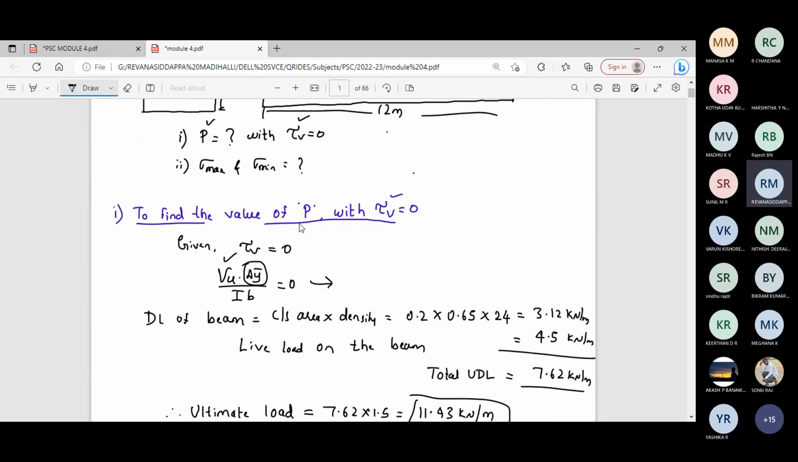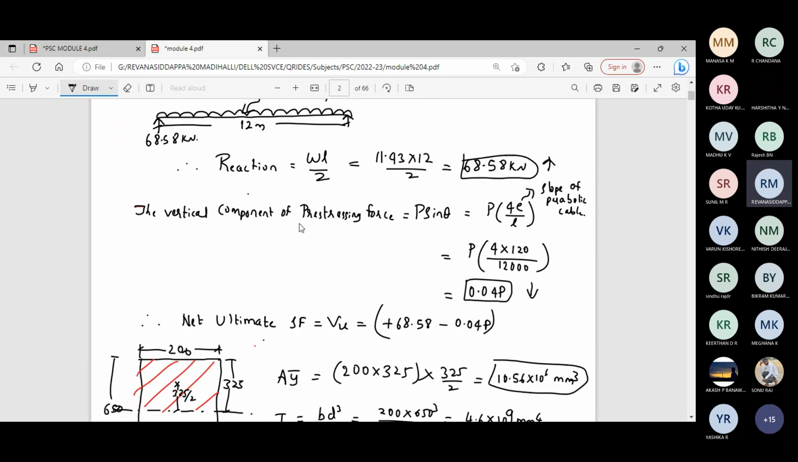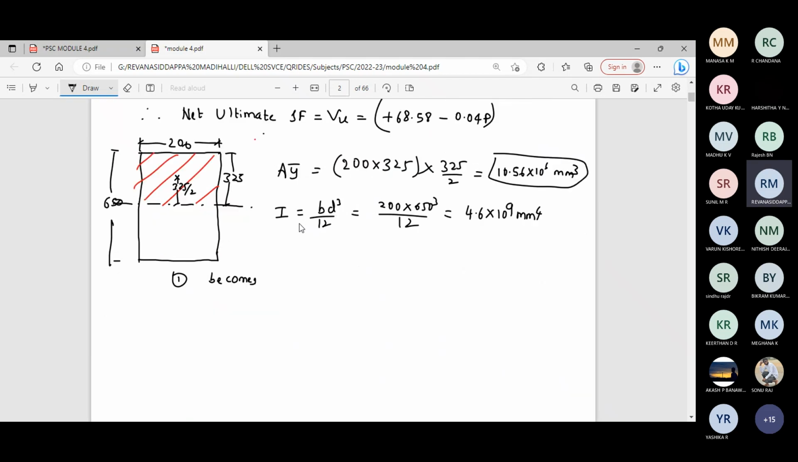Call this equation number 1. So equation 1 becomes Vu into A Y bar divided by I B. Vu is equal to 68.58 minus 0.04 P. Vu into A Y bar, where A Y bar value is 10.56 into 10 power 6, divided by I B, which is 4.6 into 10 power 9 into width of the beam 200, is equal to 0.